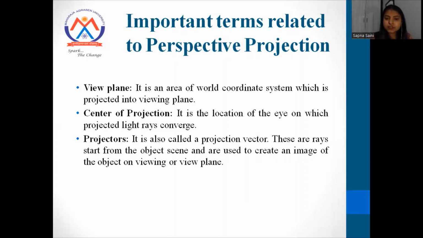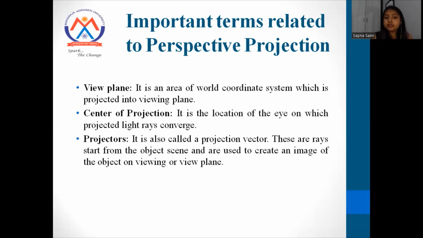Next is center of projection. It is the location of the eye on which projected light rays converge. As we all know, we can see objects when the object reflects light and it enters our eyes. During this process, the location of the eye on which those light rays converge is called the center of projection.